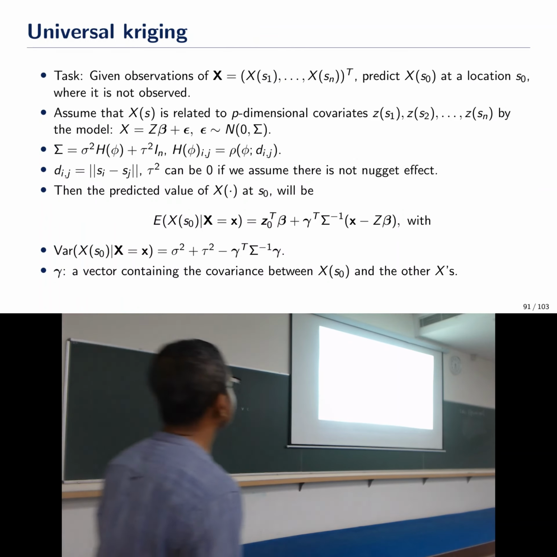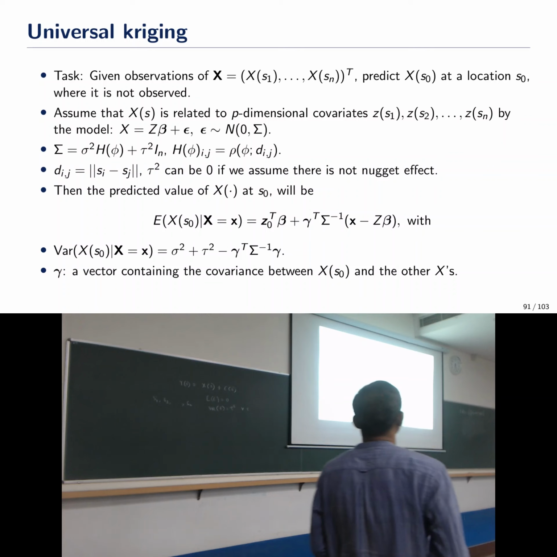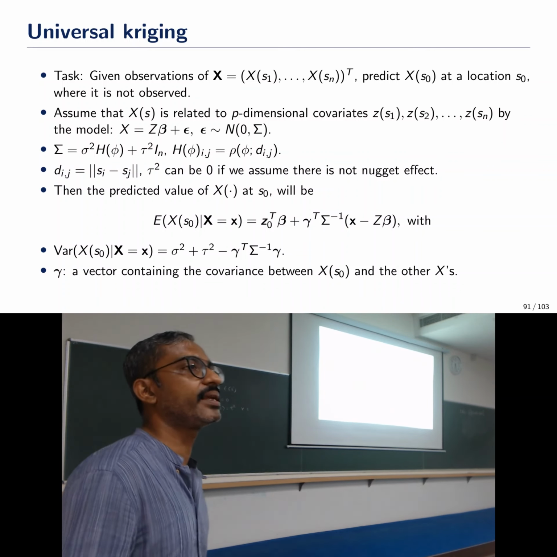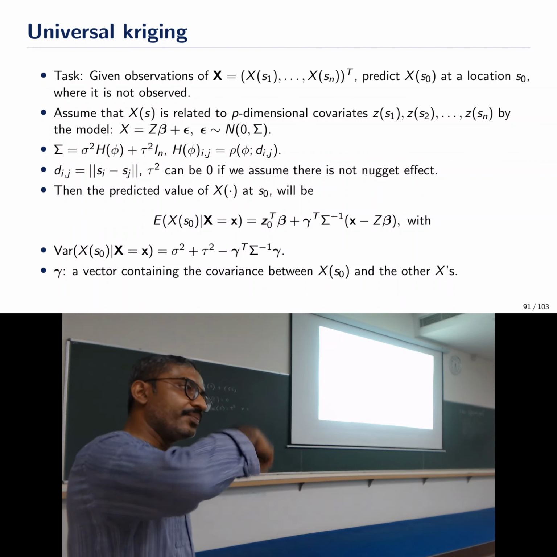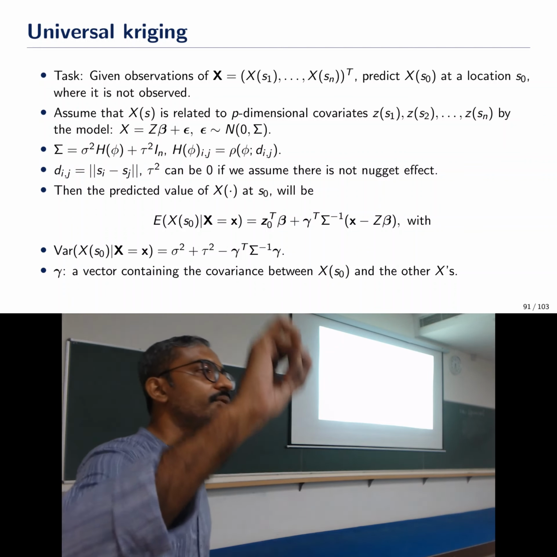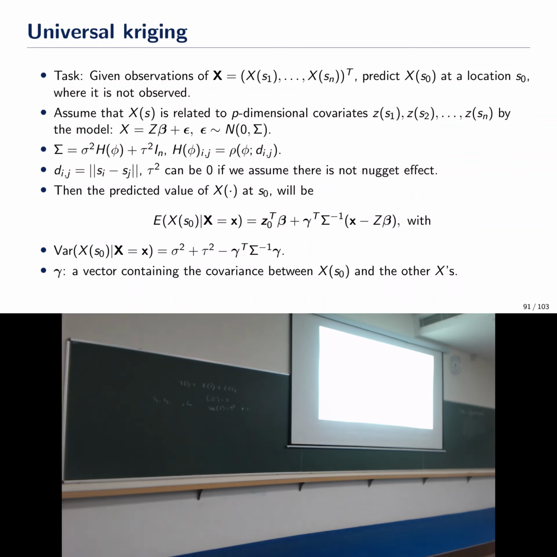Now I go to universal kriging. This universal kriging is helpful because it also considers covariate information. In the case of the news data, remember that we have covariate information, that is the distance between the river and the point. So that covariate information is present with that.